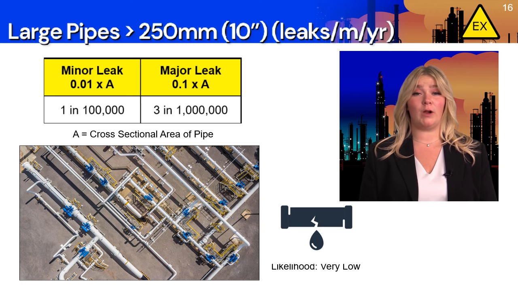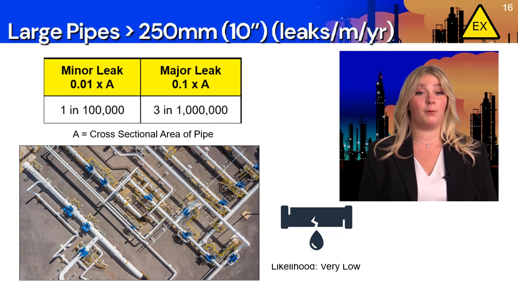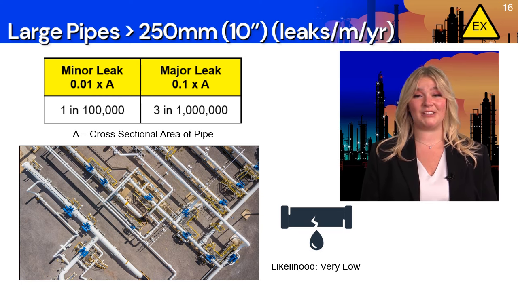Statistically, we can expect roughly one minor leak per year for every 100,000 meters of large piping. The probability of a major leak is even lower. All welded piping is not considered a leak source for the purposes of a classification design.